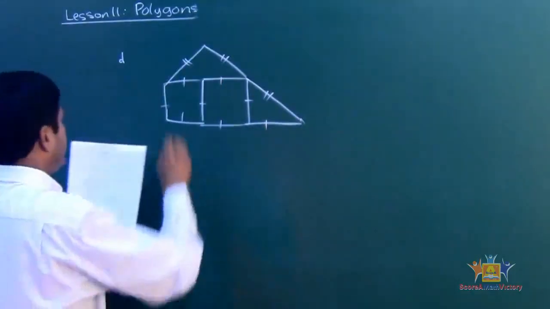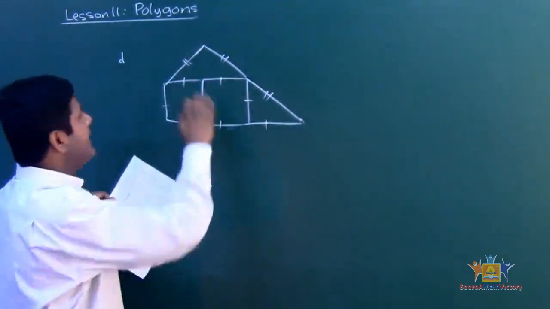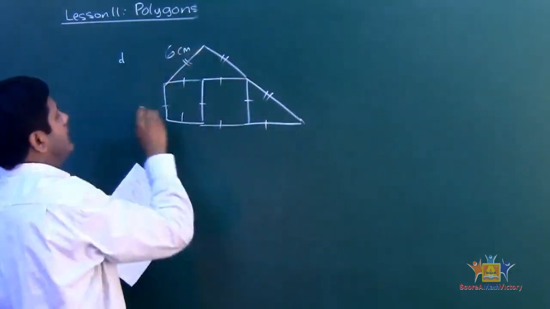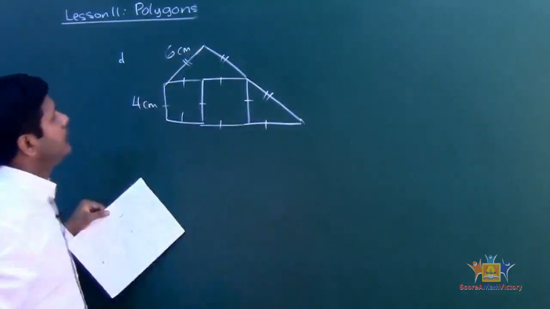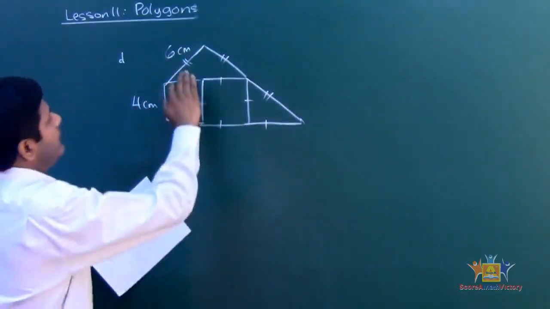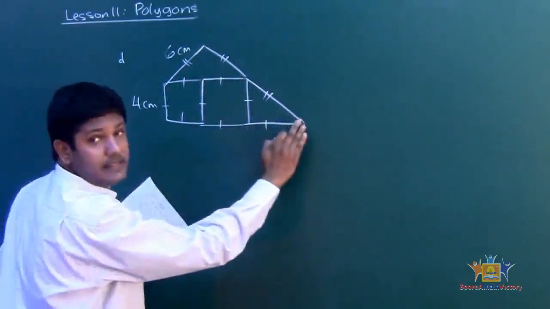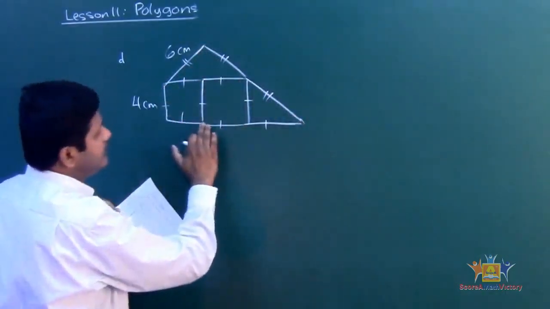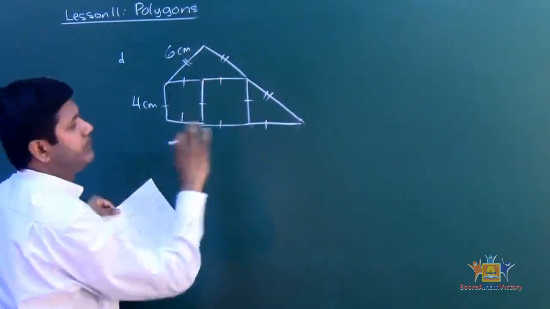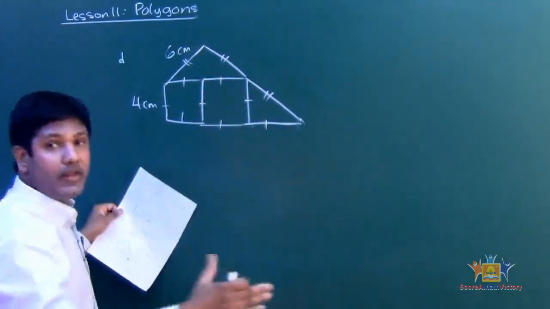Then you're given all these lines, and the length of this one is 6 centimeters and this one is 4 centimeters. Then you should be able to find the perimeter, because all these lines tell you this length is the same as this length and the same as this length, and this length is the same as this length, this length, and this length. What about the inside? No, they're not part of the perimeter. Only the outer lengths.